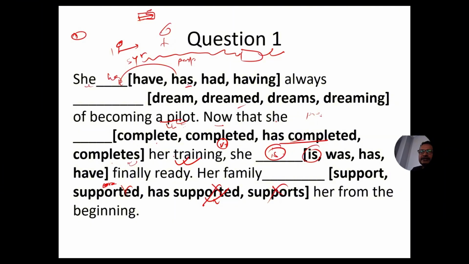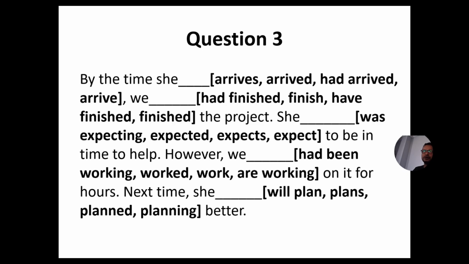Now that she completed her training, because she wants to be a pilot, so that training still has significance on her career. That's why she has completed her training and she is finally ready. Now her family has supported. Why has supported? Because her family kept on supporting when she was 5 years old. Now still supporting, right? The past action that happened in the past is still having significance. That's why has supported. I want to be very clear here. I think you guys are clear. So for the rest of the questions you can do by yourself.